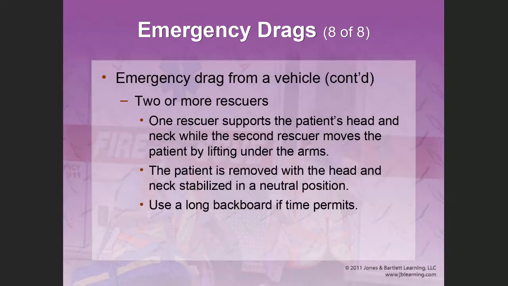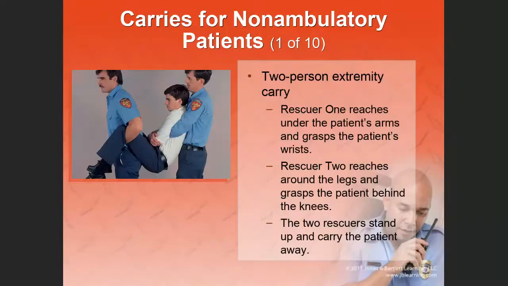Now, two or more rescuers. One rescuer supports the patient's head and neck, while the second rescuer moves the patient by lifting under the arms. The patient is removed with the head and neck stabilized in a neutral position using a long backboard if time permits. And this is more extrication, not something that I would be teaching you all.